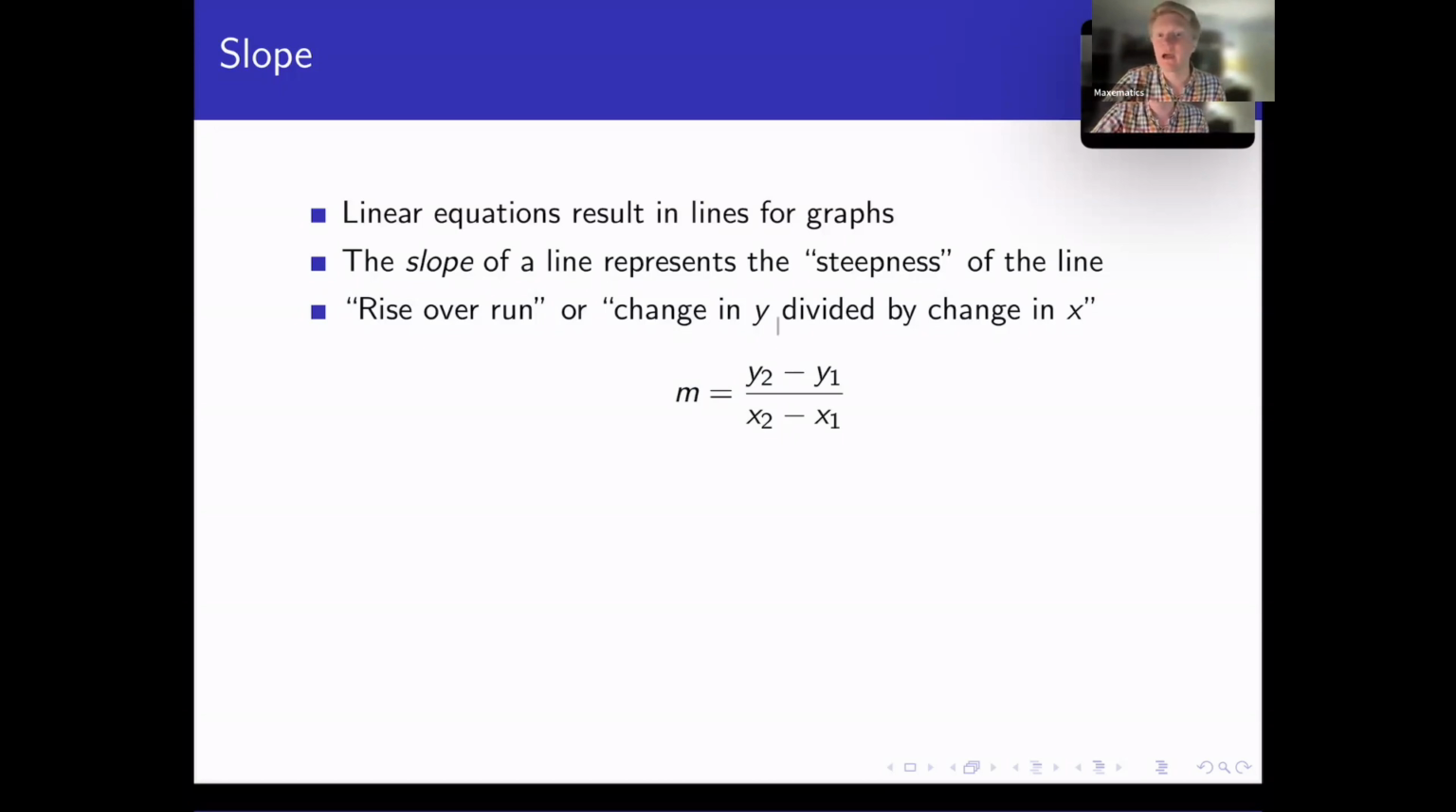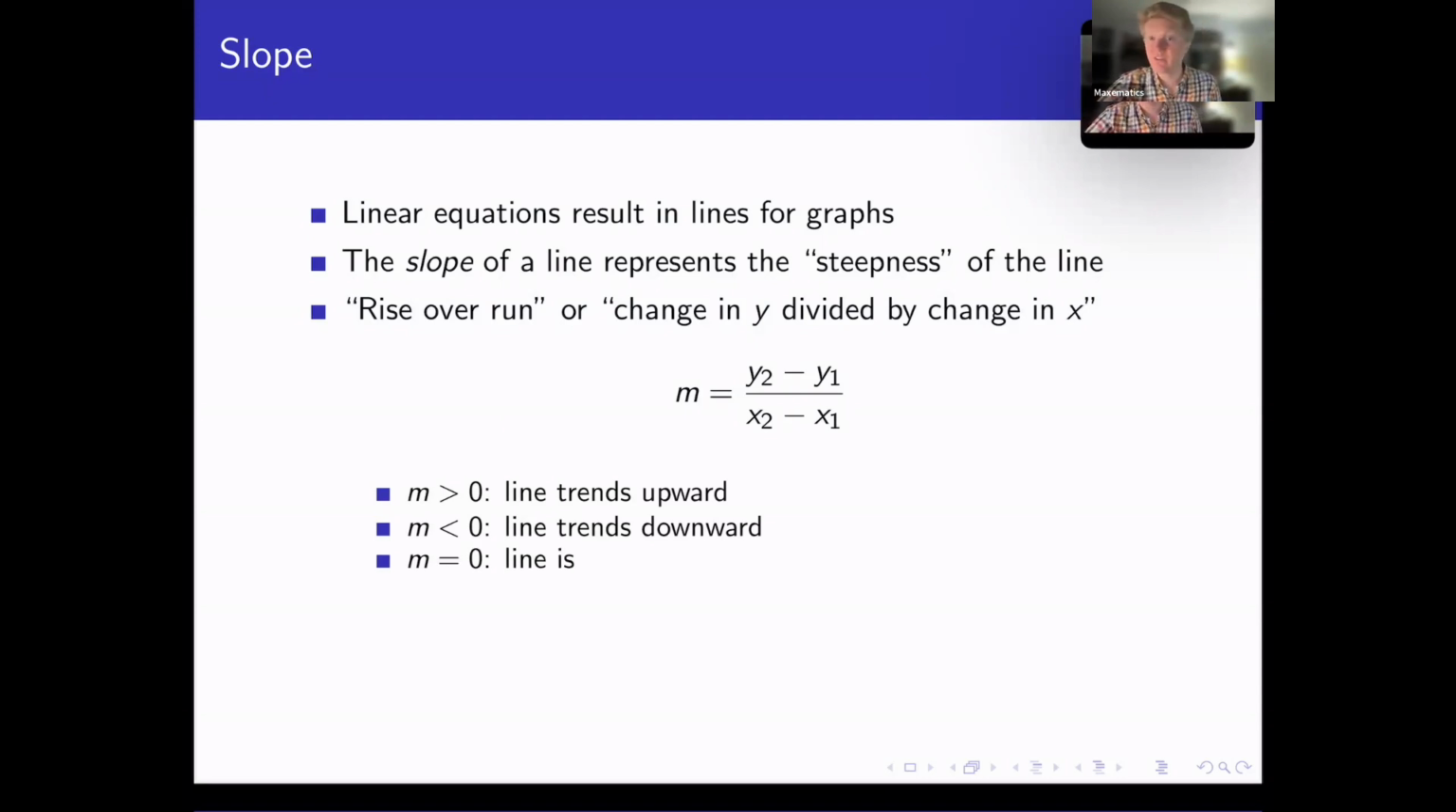So rise, how much does the y change? How much do we go up and down over the course of some interval, divided by how much we changed in terms of x, how much we ran, so to speak. So if your slope is positive, your line trends upward. If m is negative, though, your line trends downward. So positive slope is kind of like something is growing, whereas negative slope is like something is decreasing.